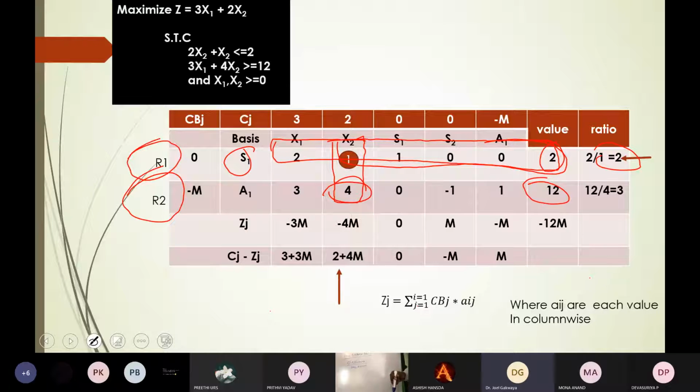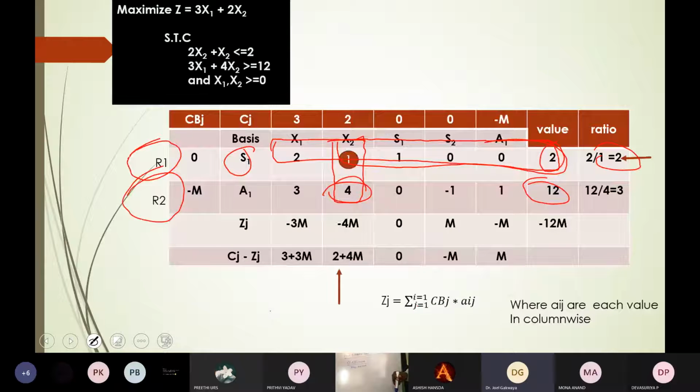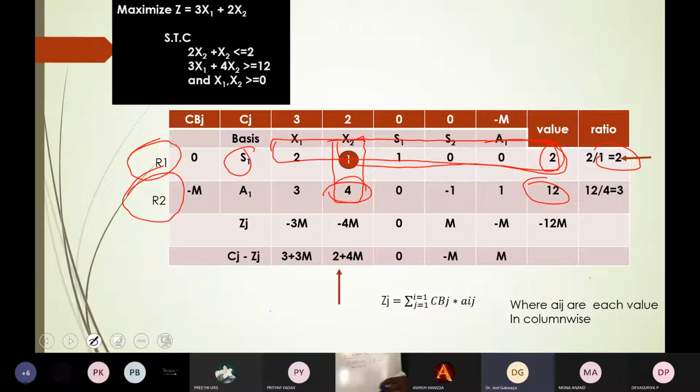For x1, look at this one. It was 2. We took 2 divided by 1, which is equal to 2. Clear? And for the second one, we took 1 divided by 1, which is equal to 1. Then 0 divided by 1 is equal to 0. Same, okay?